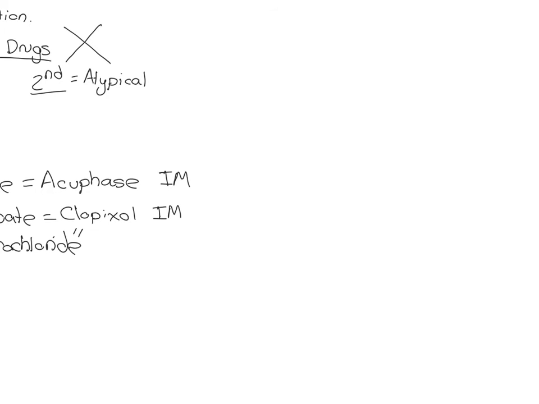So they don't generally have as bad extrapyramidal side effects as the first generation antipsychotic drugs. The first generation antipsychotic drugs are really bad for the extrapyramidal side effects. The second generation ones, their extrapyramidal side effects aren't as bad. Their making the negative symptoms of schizophrenia worse isn't as bad as the first generation ones.